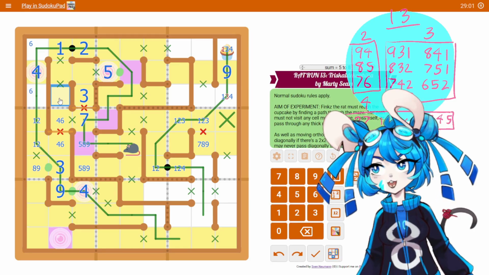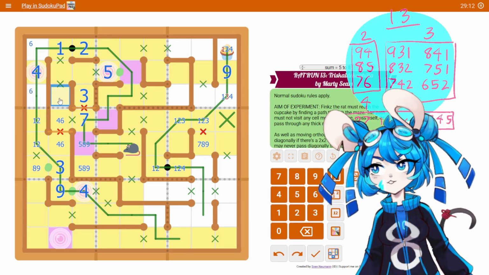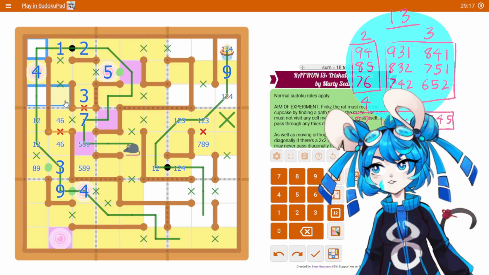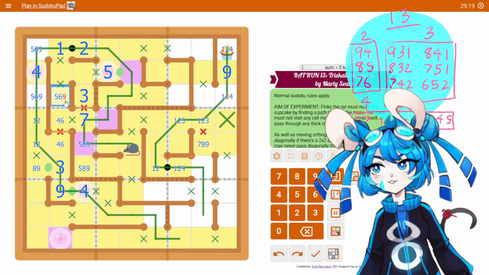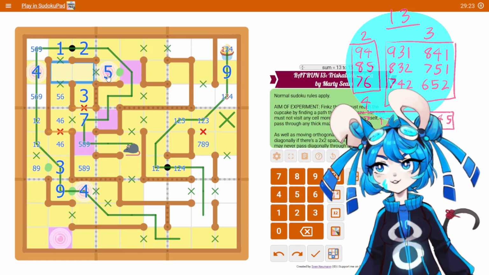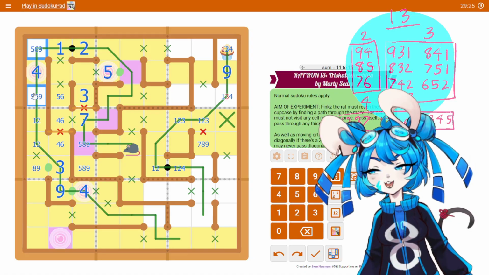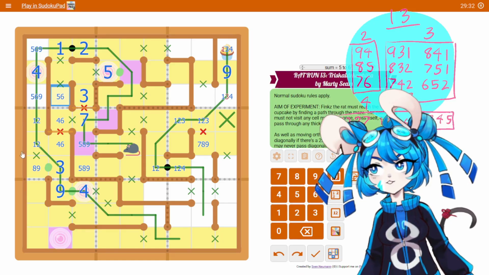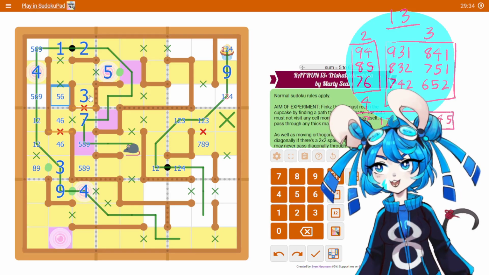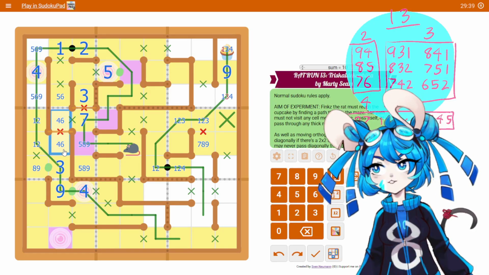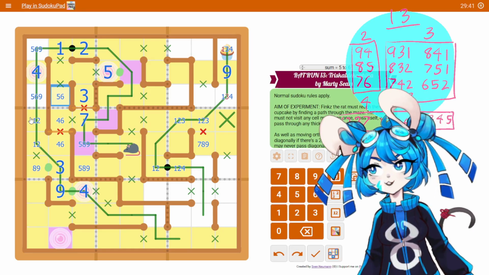5 could be nullified. I think, yes, this is a 5, 6, 9 triple, because 5 and 9 can't go here, and we know a 6 has to go over here. In fact, I guess this is 5, because it can't be 1 through 4. Can't be 6. Wait, what about 7?